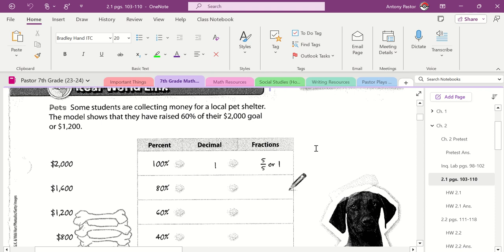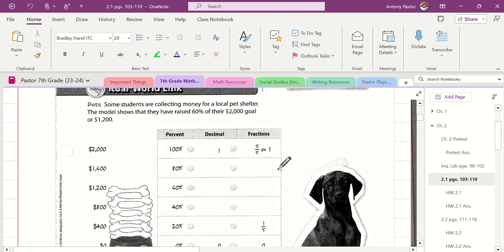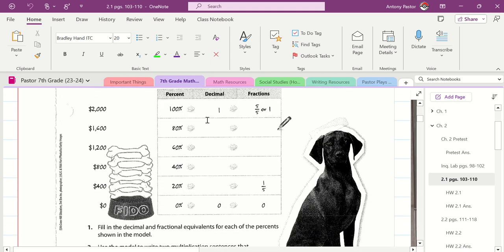So we have a chart here. We're going to make this a little bit smaller. Some students are collecting money for a local pet shelter. The model shows that they have raised 60% of their $2,000 goal, or $1,200, I should say. So they want us to fill in the decimal and fraction equivalents for each of the percentages shown in the model.